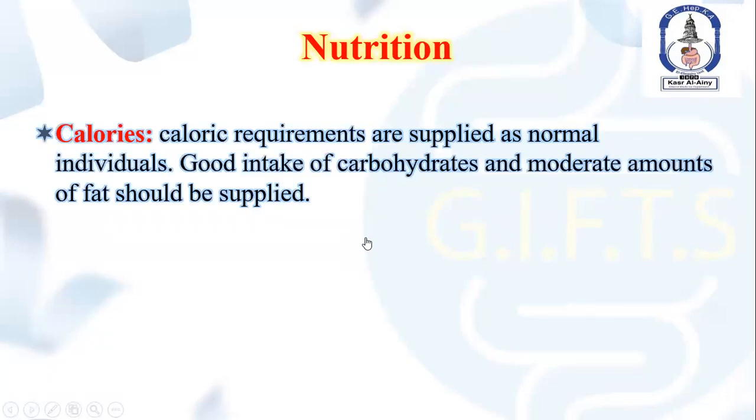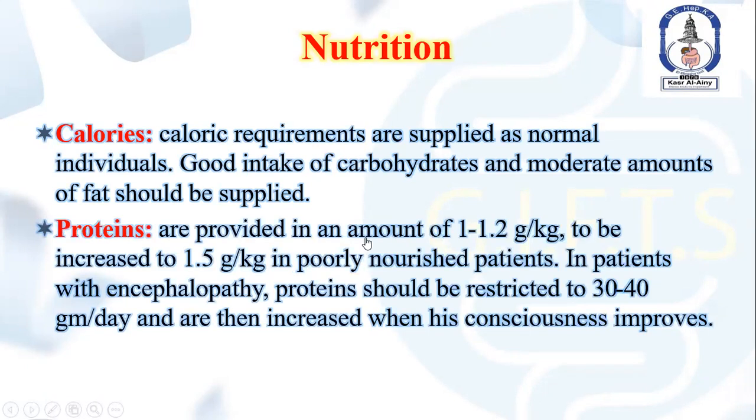Of course, caloric requirements are supplied as for normal individuals. Good intake of carbohydrates and moderate amounts of fats should be supplied. Of course, proteins are provided in good amounts and in higher amounts in poorly nourished patients. In patients with encephalopathy, the proteins should be restricted. And when we say proteins, we say only animal protein. I mean, plant proteins are not to be restricted, as well as the milk and eggs.